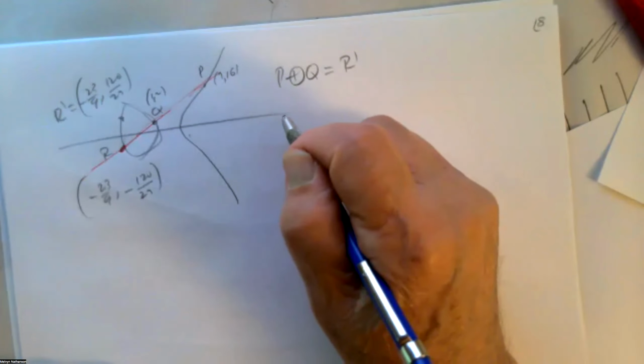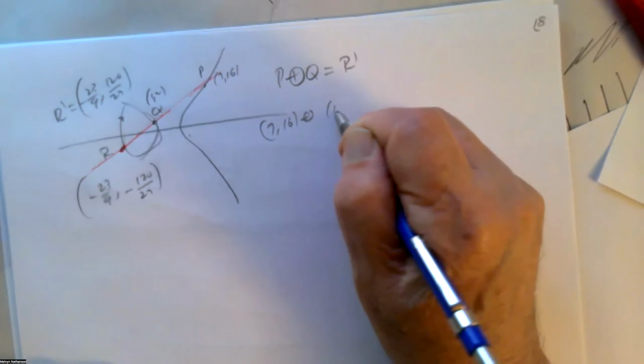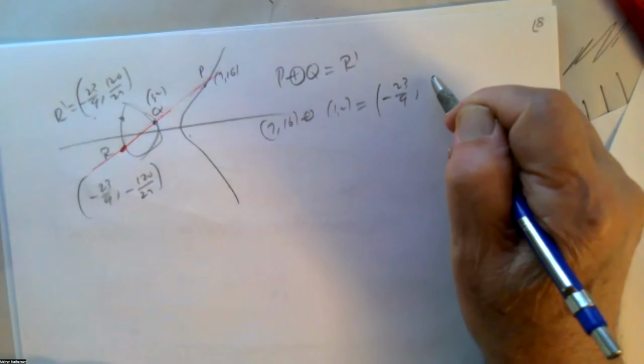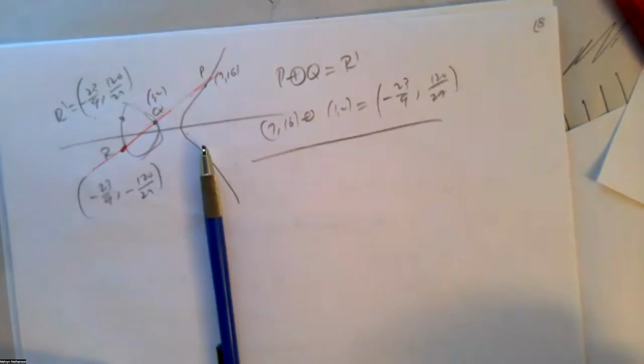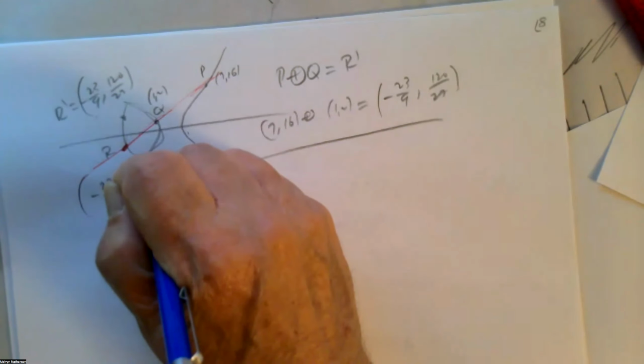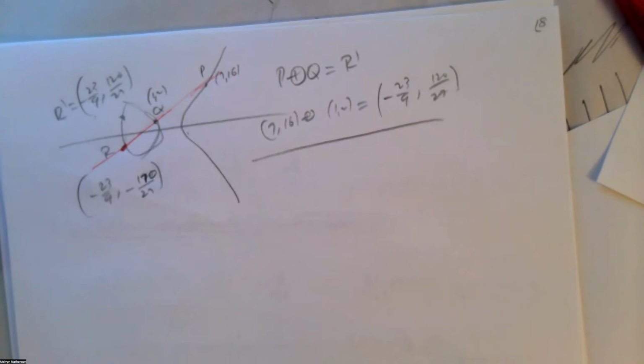That is, on this curve, if I take the point 7, 16, and I add the point 1, 2 on the curve, the way addition is defined, however weird it might be, this is minus 23 over 9, 120 over 27. Sorry, I misread that. It's 170. 170 over 27. So that's the sum of these 2 points.